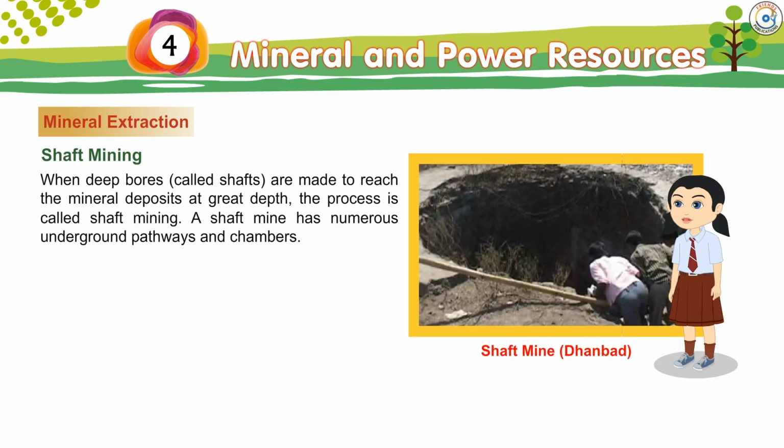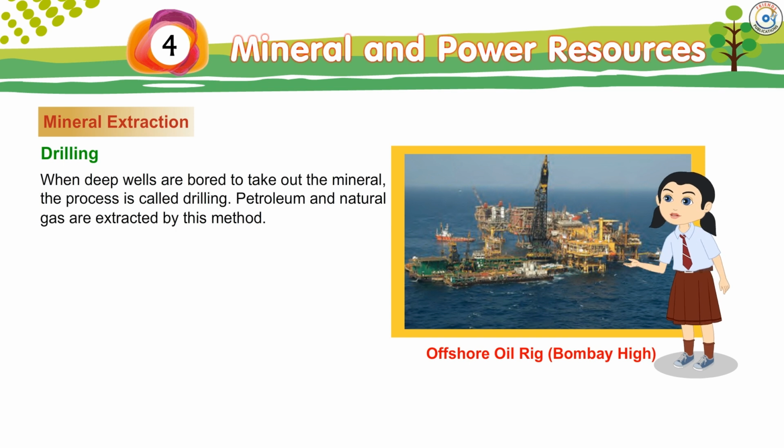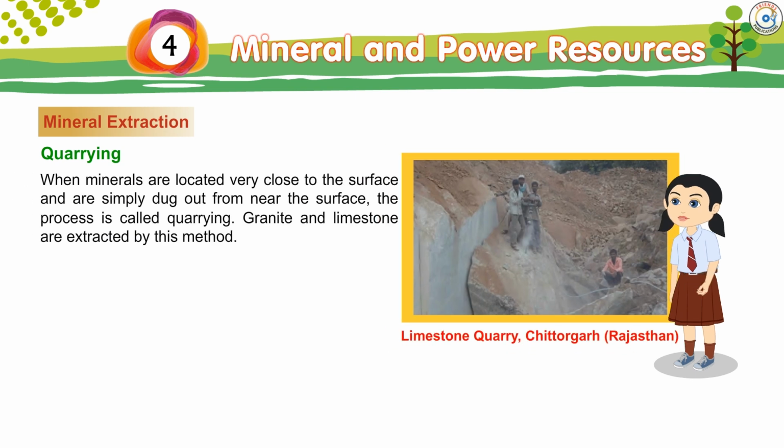Shaft mining. When deep bores called shafts are made to reach the mineral deposits at great depth, the process is called shaft mining. A shaft mine has numerous underground pathways and chambers. Drilling. When deep wells are bored to take out the mineral, the process is called drilling. Petroleum and natural gas are extracted by this method. Quarrying. When minerals are located very close to the surface and are simply dug out from near the surface, the process is called quarrying. Granite and limestone are extracted by this method.